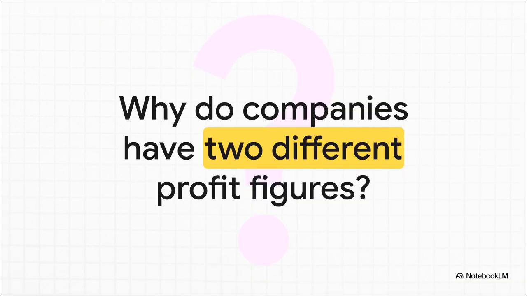So, let's kick things off with a real head-scratcher. Have you ever looked at a company's glossy annual report, seen a massive profit number, and then found out that the number they show the tax man is, well, completely different? How is that even possible? It seems a bit weird, right? Well, stick around because we are going to solve that exact mystery today.